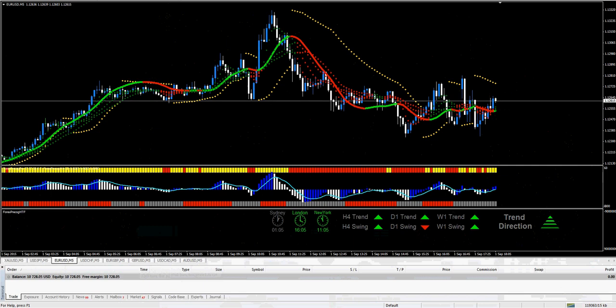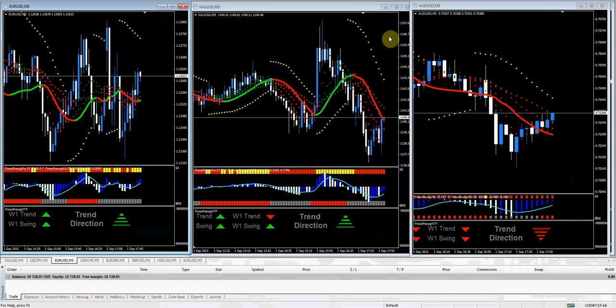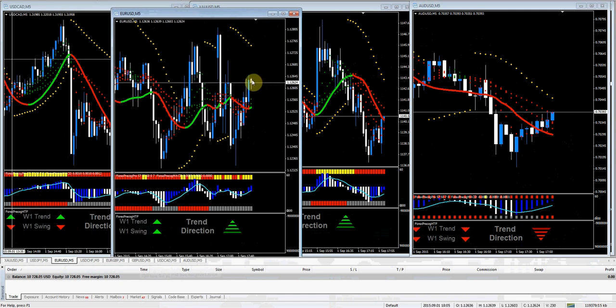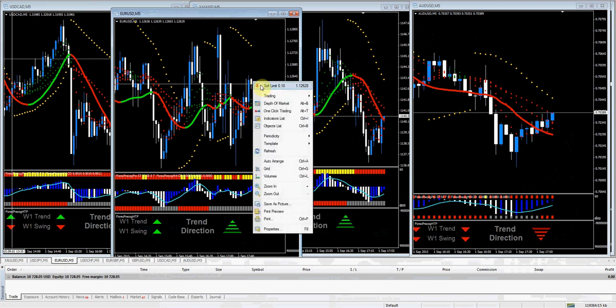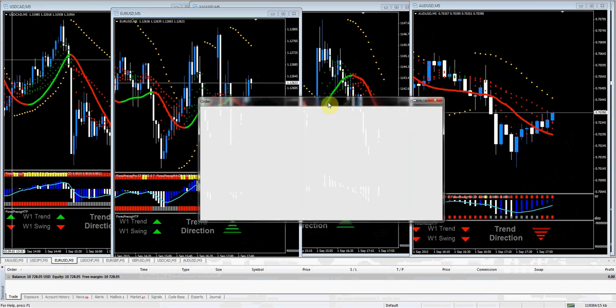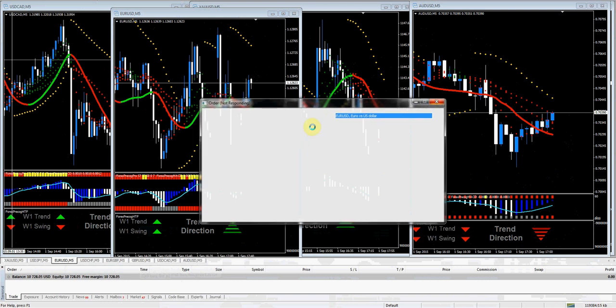Everything looks good right now, so we're going to look at taking a long trade here. And actually, I think I need to do this a little bit differently. Alright, trading, buying a stop. No, we're going to do new order. It's been a while since I've entered orders with MT4, so you guys are going to have to bear with me here.